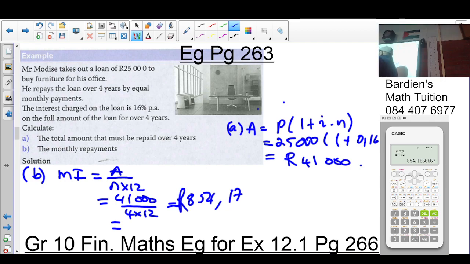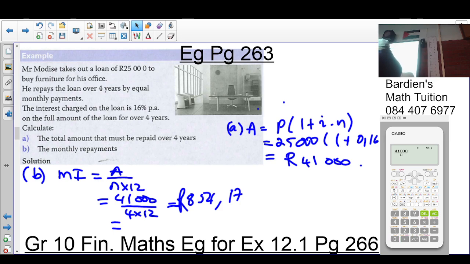It's not the same as the textbook. What's the textbook's answer? 3,416. But the textbook is wrong. Okay, so how did they do the calculation? We just check. Is it 41,000 over 48? What did they get as an answer?